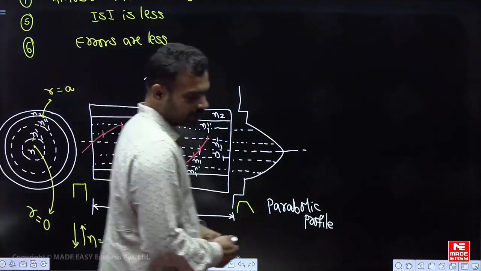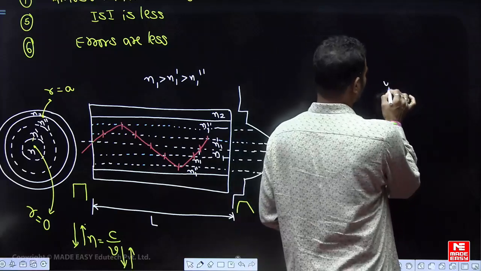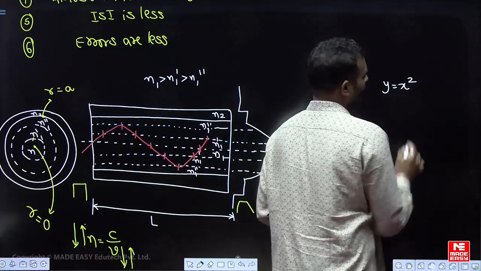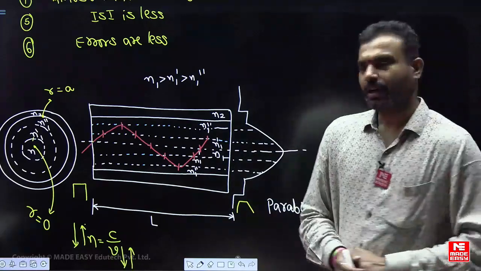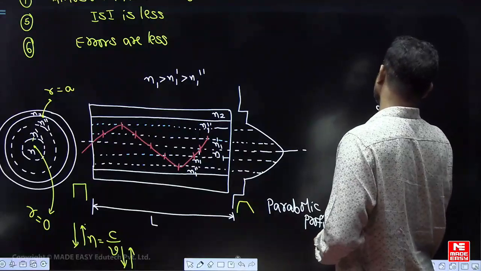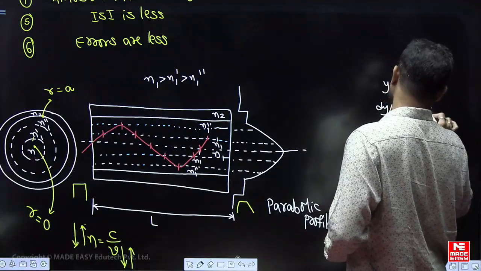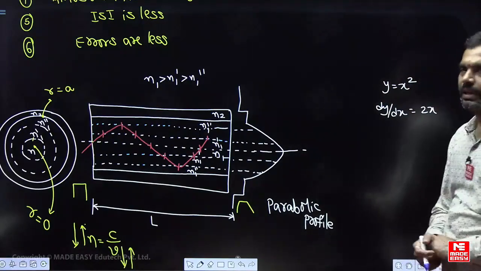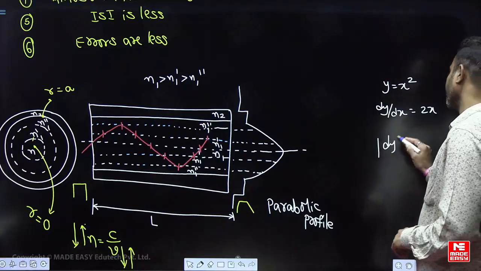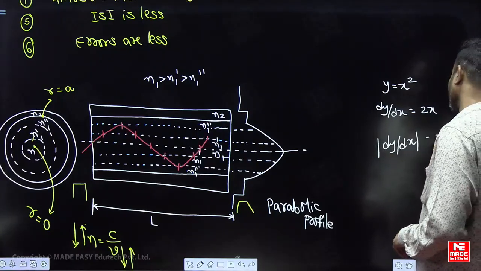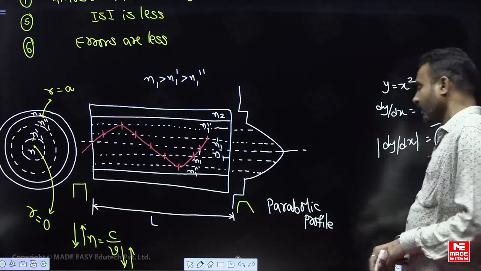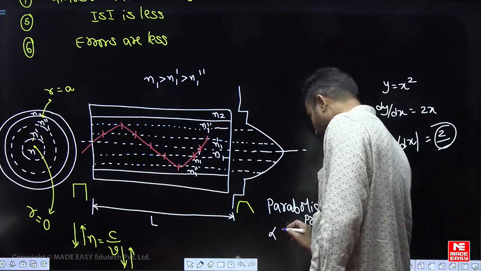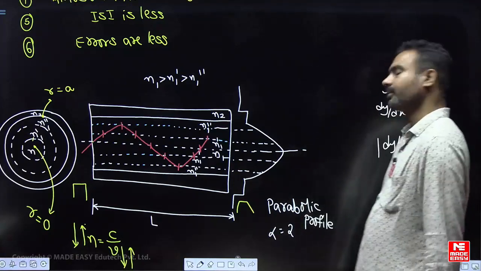How is the parabolic equation given? Already we studied that the parabolic equation is given as y is equal to x square. The differentiation of this, dy by dx, is equal to 2x. Now, what is the magnitude of this? The magnitude of dy by dx is equal to 2. So for the profile shape, the alpha value is equal to 2.